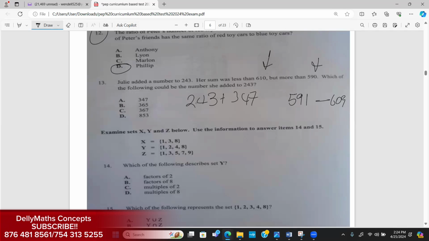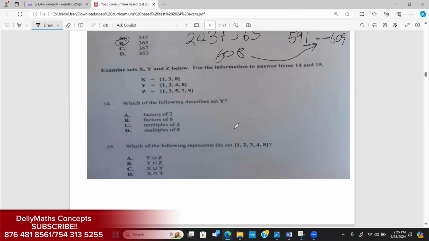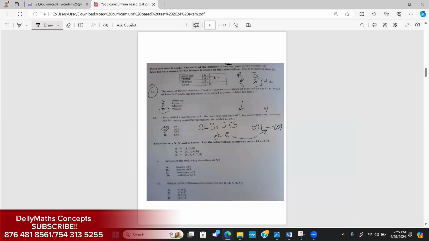So if I add 243 plus 347, that's 590. That's not more than 590, so this is wrong. Let's add 365. The moment I see the right answer, I'm gone. So 243 plus 365, I'm getting 608. This gives me 608, and it is well within my range. I only need one answer, which means only one of them will work. So I'm gone. The answer is B. All right, let's keep pushing.